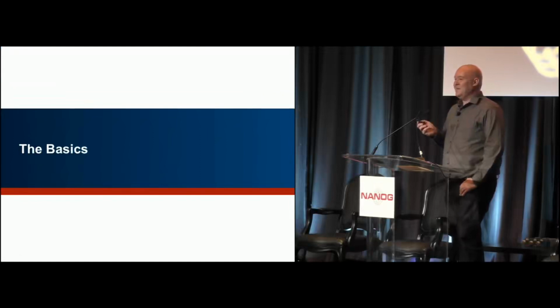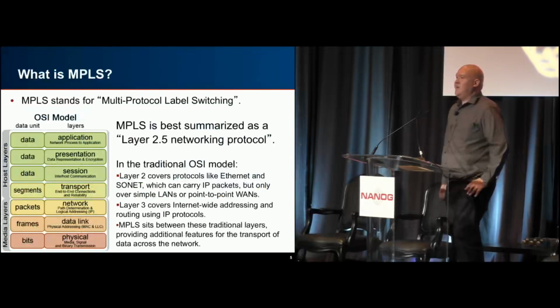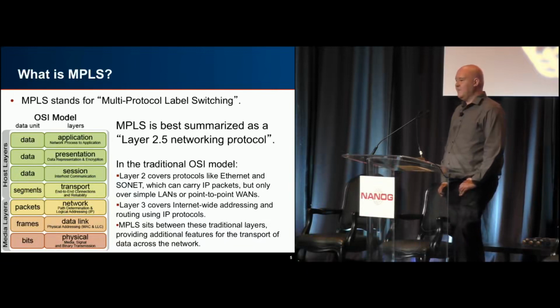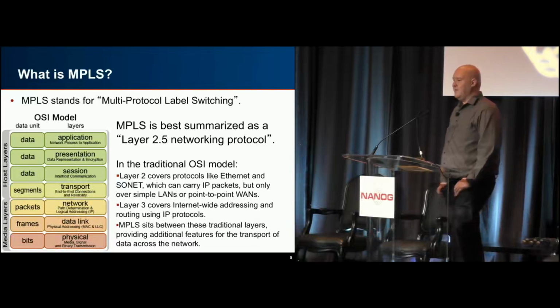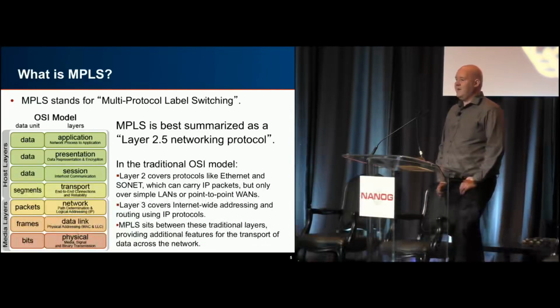So the basics of MPLS. MPLS stands for multi-protocol label switching. The simple, easy, if you have to explain it in one line, is to say MPLS is a layer 2.5 networking protocol. So in the traditional OSI model, your layer 2 covers things like Ethernet and SONET. So it's your point-to-point connectivity or your LAN, but it doesn't have any addressing of things like the global internet. Layer 3 is your internet-wide addressing, your routing protocols, your global internet stuff. So MPLS sits between these two layers.